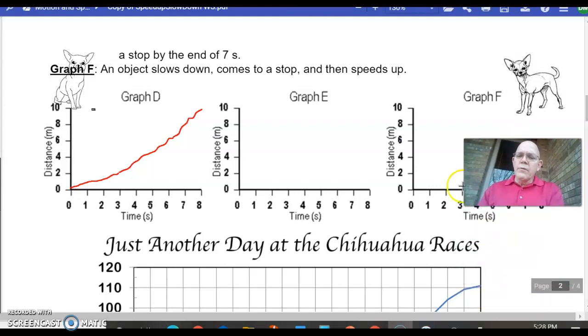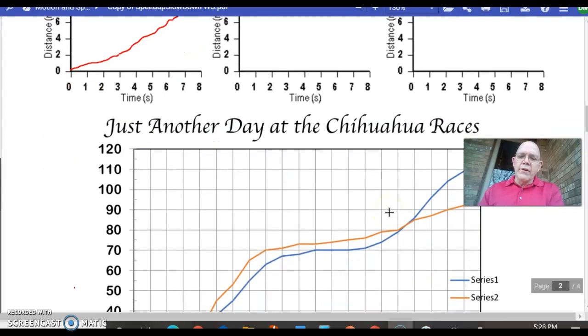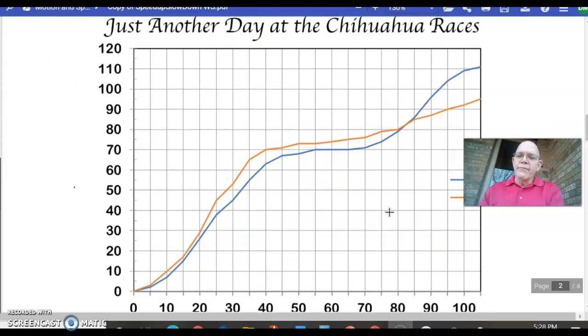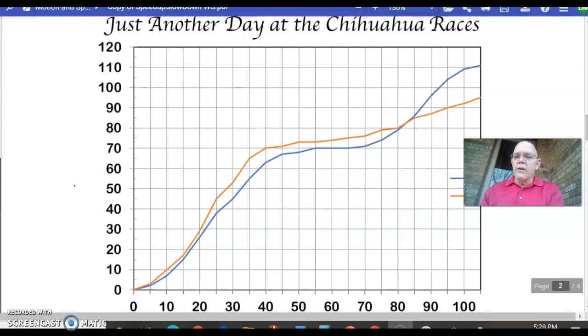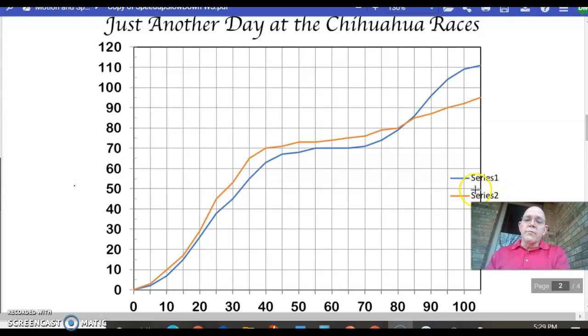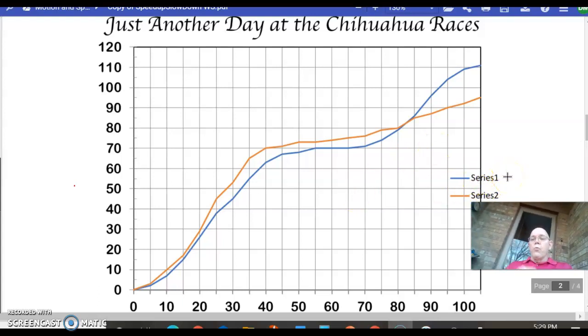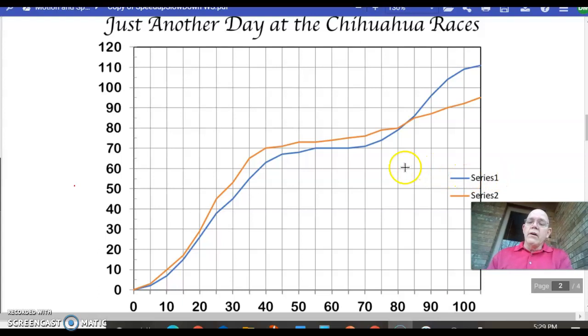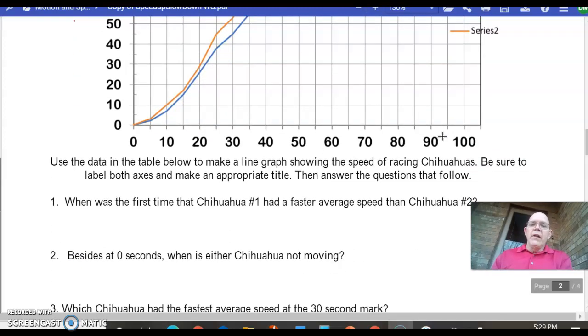All right, now, what we're going to do is look at these and see how we have drawn a graph here showing the race. Now in this one on color, we don't have a color printer, so you will notice that one is red and one is blue. The one in blue says Series 1, that's Chihuahua number 1. So when I talk about Chihuahua number 1, that's who I'm talking about. Chihuahua number 2 is going to be the redder one, or lighter on your paper, a little more grayish color. All right, number 2.